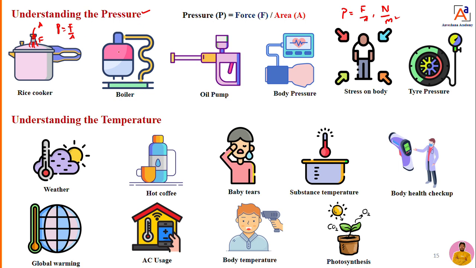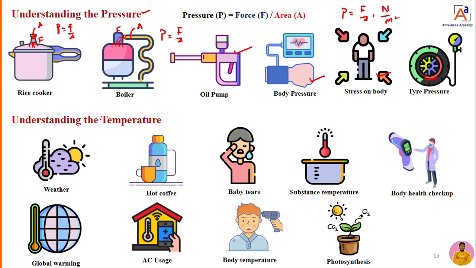Okay, fine. Similarly, you can take a boiler. When the water is converted into steam, that steam is going to put a force on a pipe. Now assume that there is a pipe, some force is exerted by the steam, that force is going to act on the pipe at a particular area, that area is represented by what? A. The force acting on a particular area is pressure, so pressure is equal to F by A. Okay, like that you can take a number of examples. You can take an oil pump, you can take body pressure, you can take stress on a body, you can take a tire and its pressure. These are examples for understanding pressure.